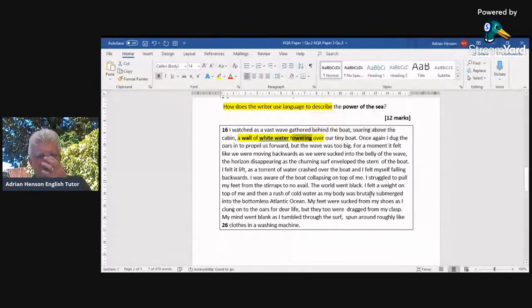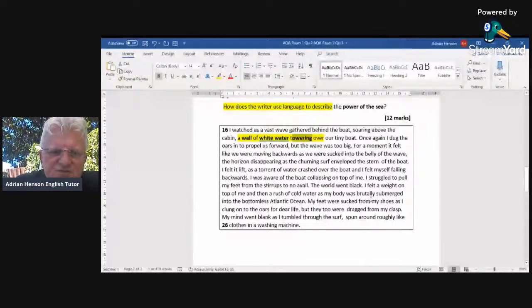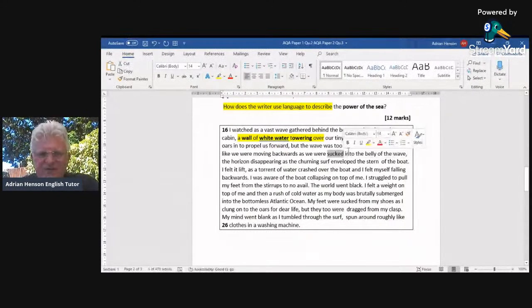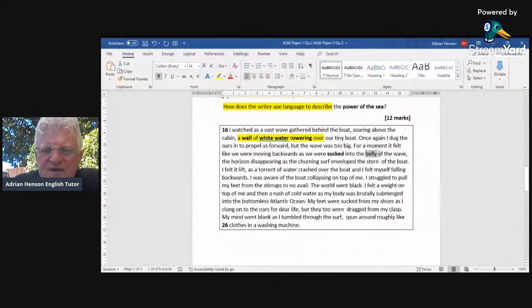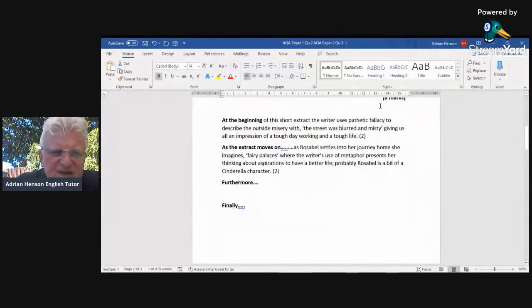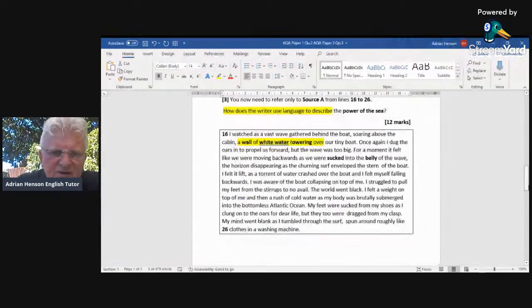So you've got more to say. If you say this one, it moved backwards and we were sucked into the belly of the wave. So sucked, that gives an impression of being vacuumed up. Belly of the wave means like you're being devoured. You know what I mean? So you look at the words, but again, all you do now is write the paragraphs in the same way. So you can use exactly the same technique, and you do them in question 3 as well. Now, let's come out of that.